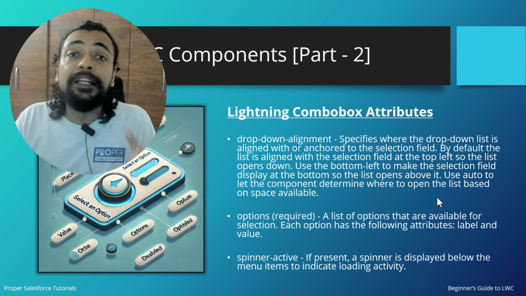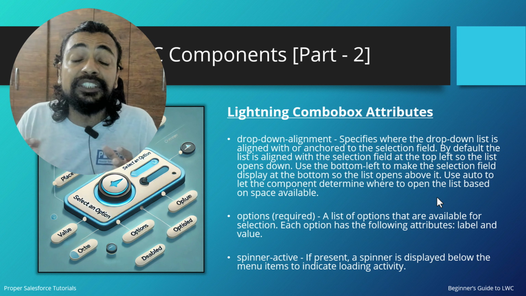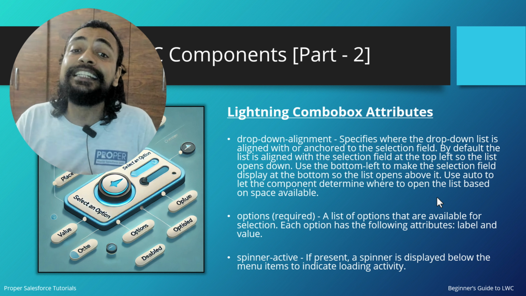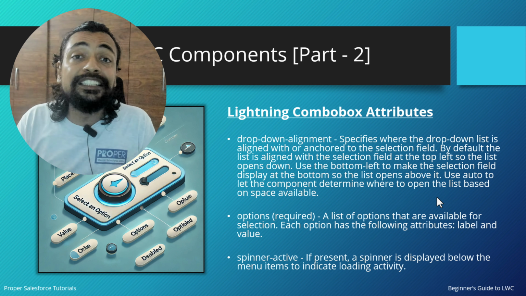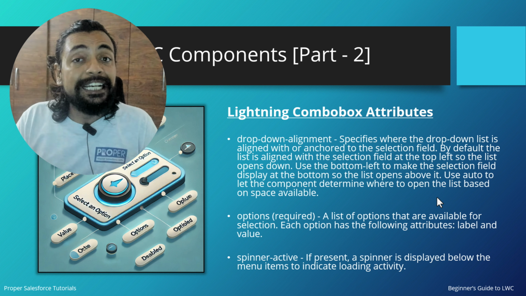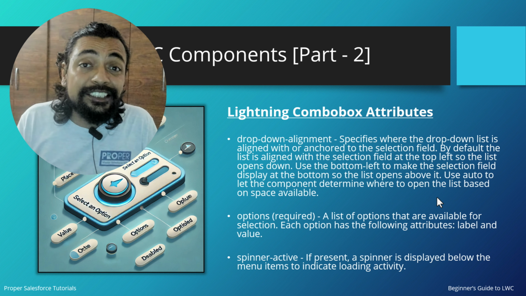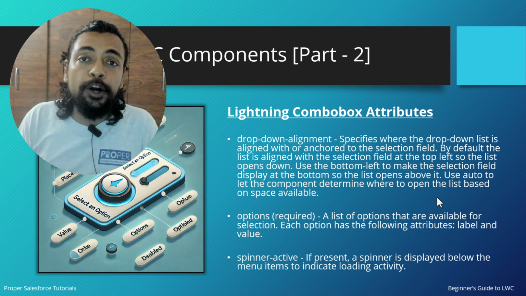So in case the number of options that you are passing to the combo box is too much and it takes a lot of time to load, in such a scenario you can keep the spinner active so that until the values are loaded, a small spinner will show over there indicating that the values are still loading. So now let's quickly hit to the VS Code and create a Lightning Web component with Lightning Combo Box.